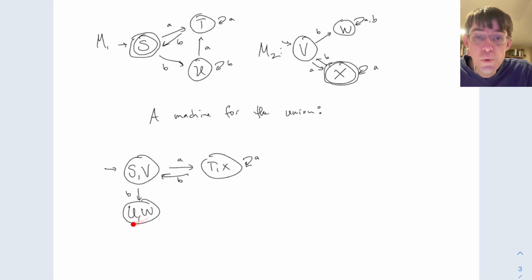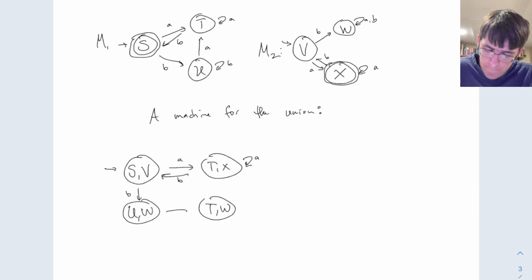So what about the U and W? When I do A from U and W, it goes to T and W. So this is a new state. I'll put it over here. And the UW, when I do B, stays at U and stays at W. So this is a loop back like that.